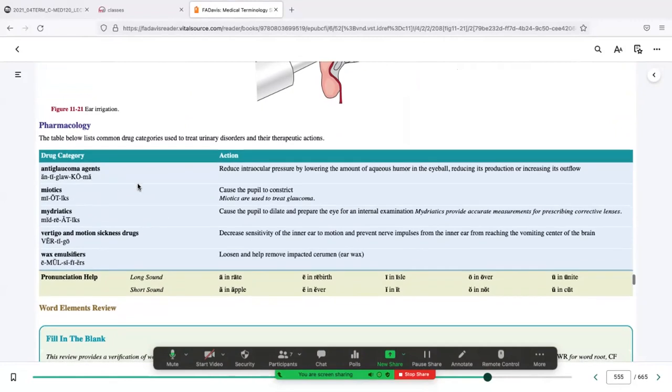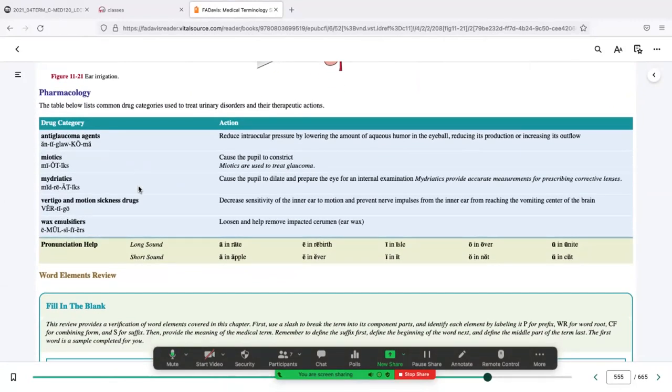Anti-glaucoma agents, well, just know it's anti-glaucoma. Their function is to decrease IOP. Miotics cause the pupil to constrict. Mydriatics is the exact opposite, dilate. The way I remember mydriatic versus miotic, it's a longer word. Longer word, dilated word, bigger pupil.